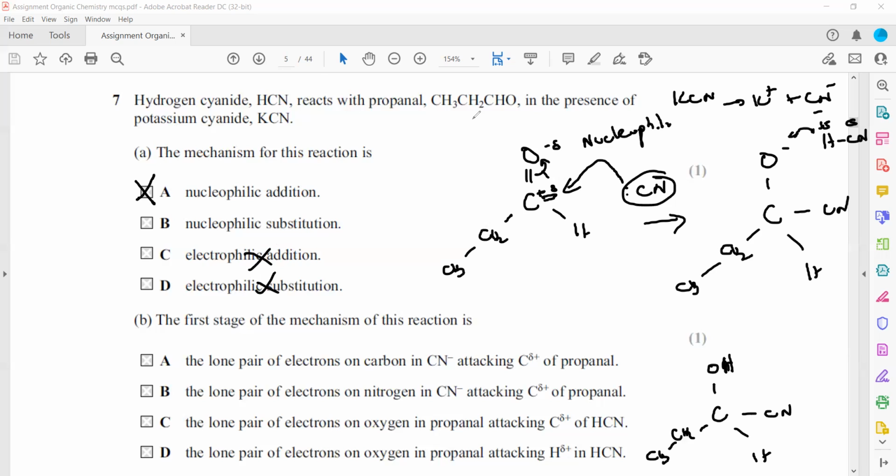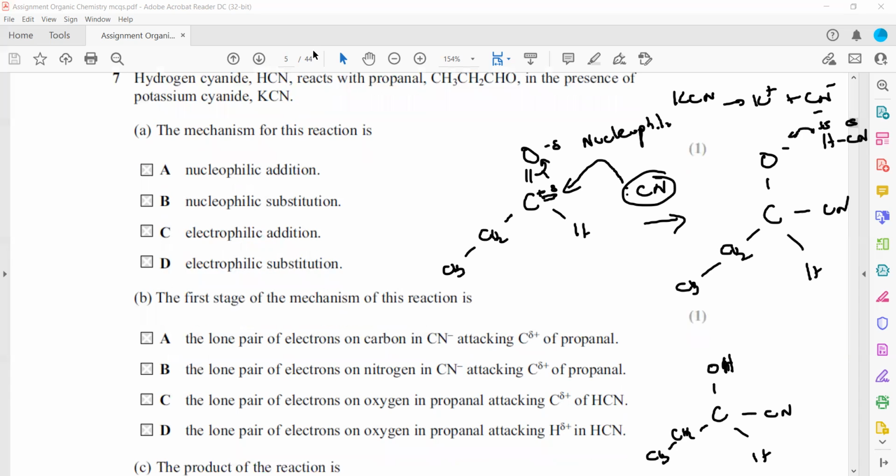Then the next part, the first stage of the mechanism is how the reaction started. What is the first stage of the mechanism? The lone pair of electrons on the CN group attacking on the partial positive propanal aldehyde, that's true. This is what is happening. So that's why A is the right answer, because the reaction started when this lone pair attacks the partial positive carbon.